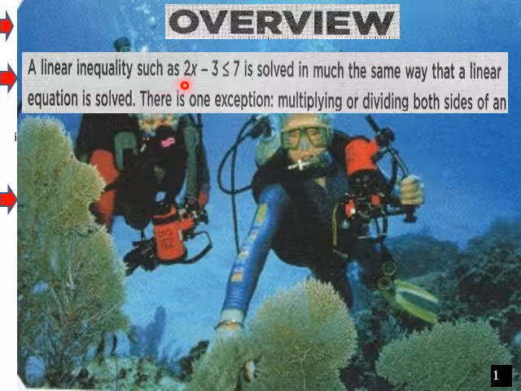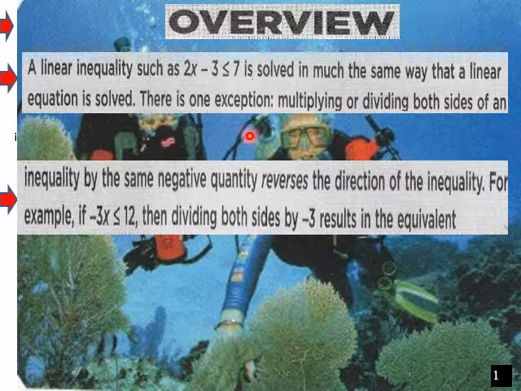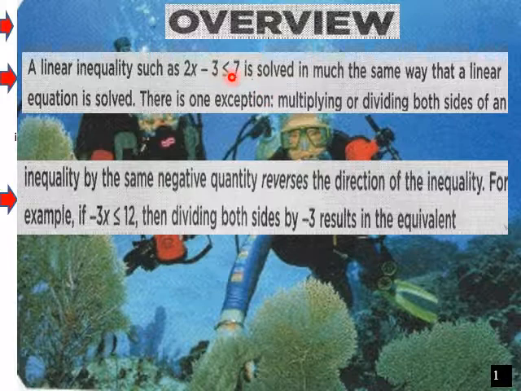A linear inequality, such as 2x minus 3 is less than or equal to 7, is solved in much the same way that a linear equation is solved. There is one exception. Multiplying or dividing both sides of an inequality by the same negative quantity reverses the direction of the inequality, so reverse that sign.